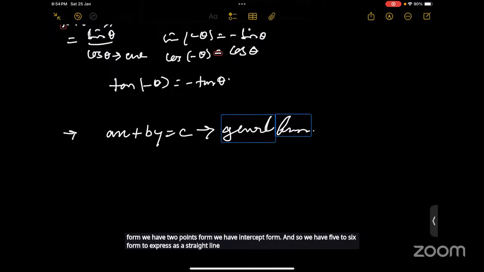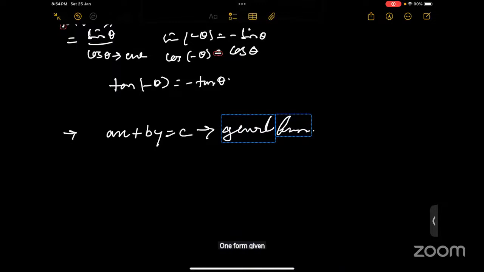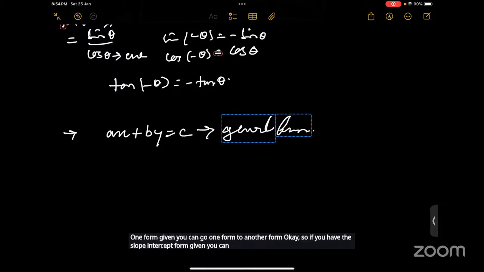But one thing we can observe is that all the forms are related to each other. That means if you have one form given, you can go from one form to another form. If you have the slope intercept form given, you can express the line in general form from that, and you can do it vice versa. I mean, for any form you can go to another form.